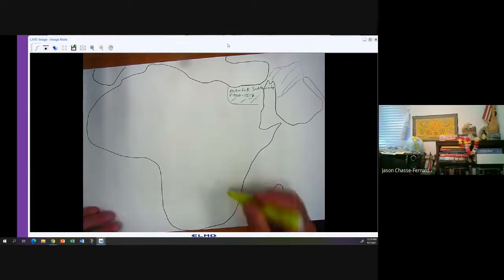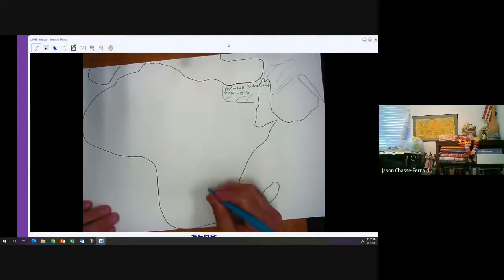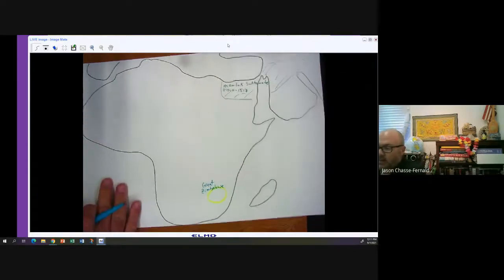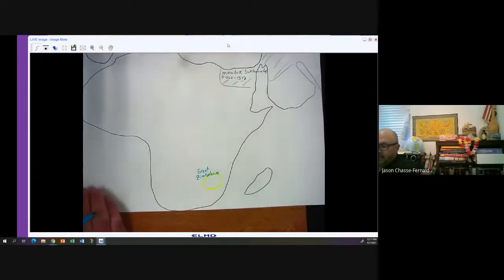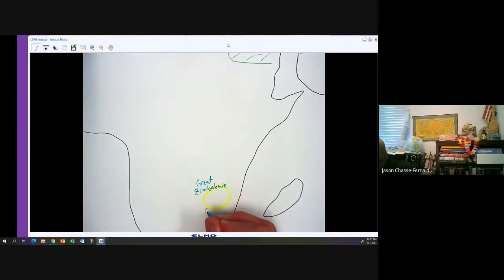So Great Zimbabwe is in this region here. Great Zimbabwe. What do you need to know about Great Zimbabwe? Let me zoom in a little bit here. What do we need to know about them? One is governance. It's good to know that they are a monarchy.